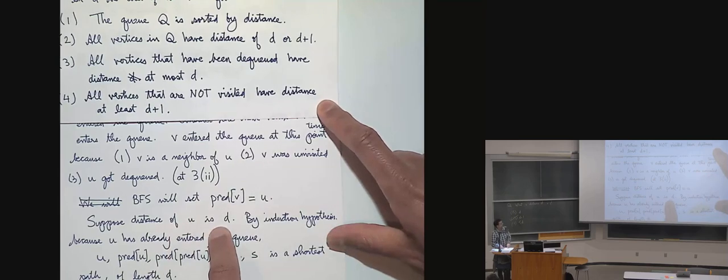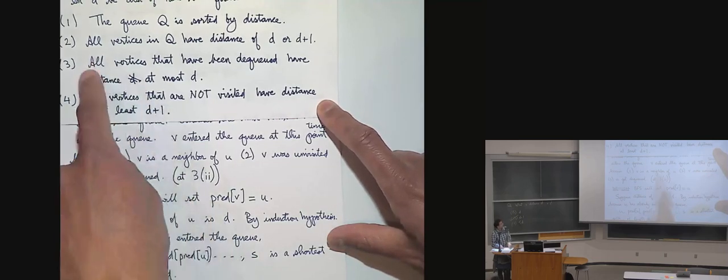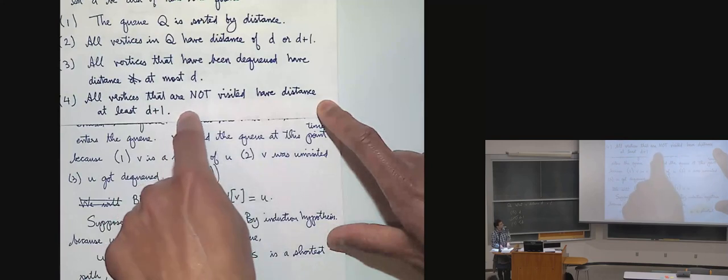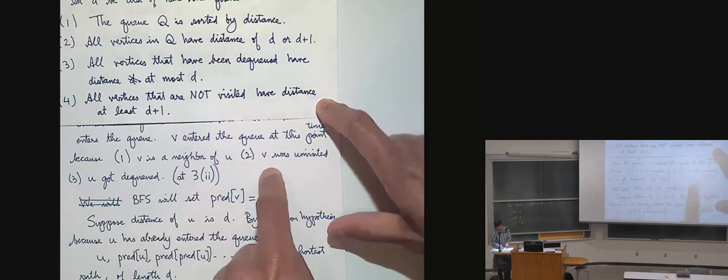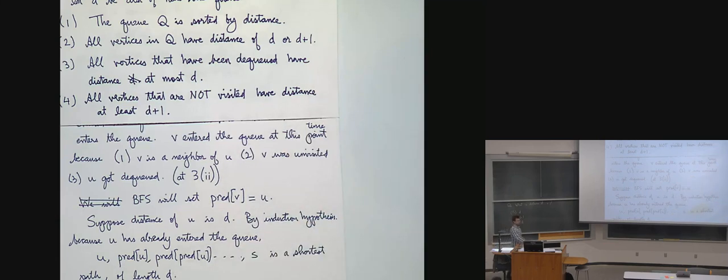V was unvisited and the distance of U is D. So at that point, all the vertices that are not visited have distance at least D plus 1. So V must have a distance of at least D plus 1. And because V is a neighbor of U, its distance is at most D plus 1. So if it's at most D plus 1 and at least D plus 1, it is D plus 1.